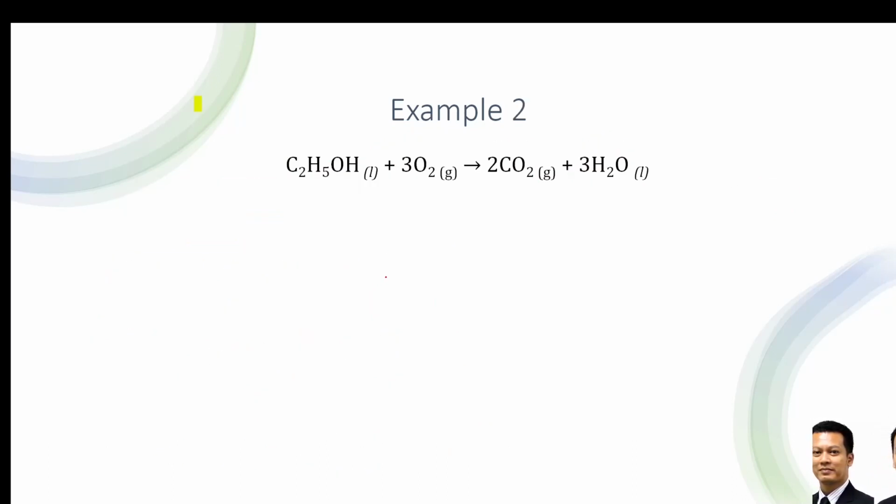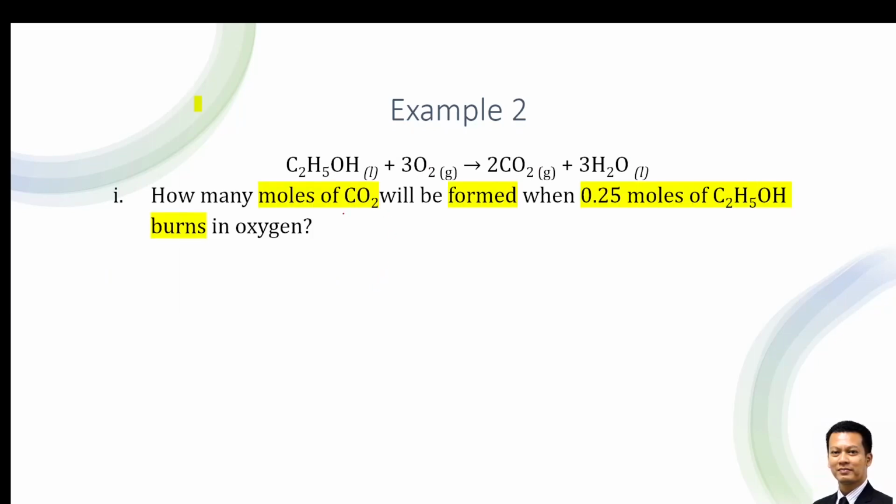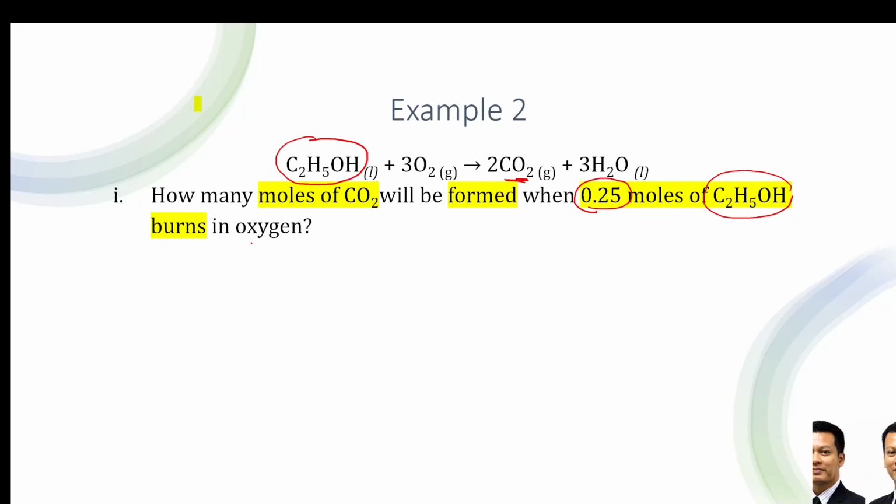What about this one? Example 2. How many mole of CO2 will be formed when 0.25 mole of the reactant, C2H5OH, burns in oxygen? We are looking for the CO2. As always, find the relationship in the balanced chemical equation first. This is a balanced chemical equation.